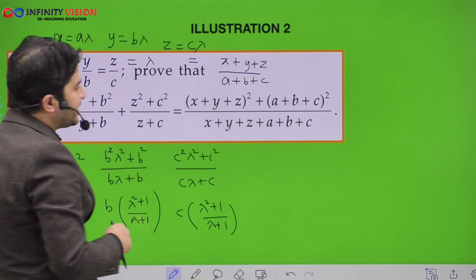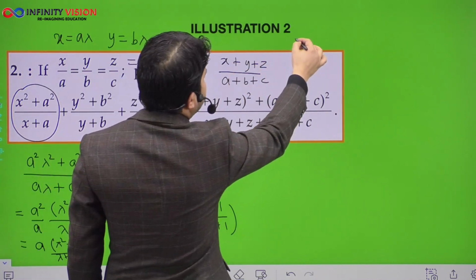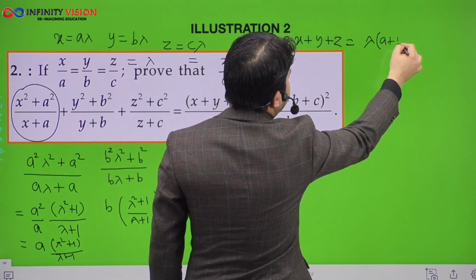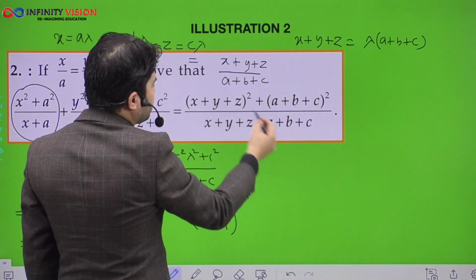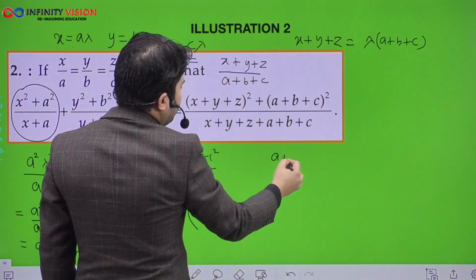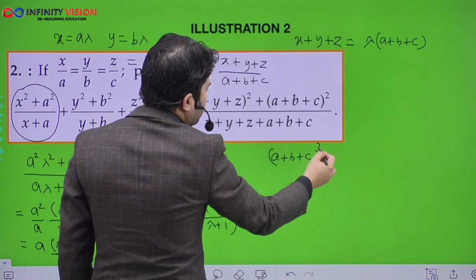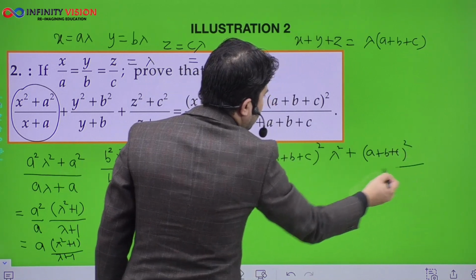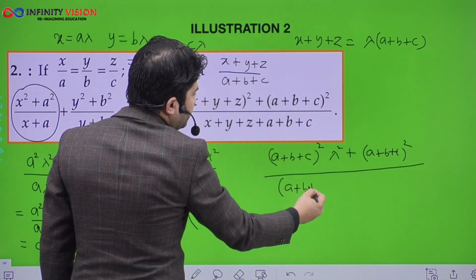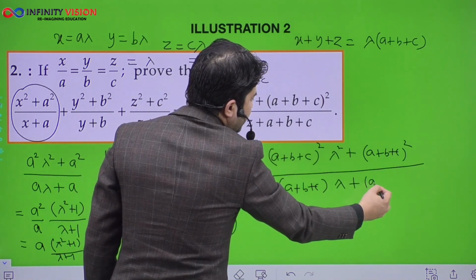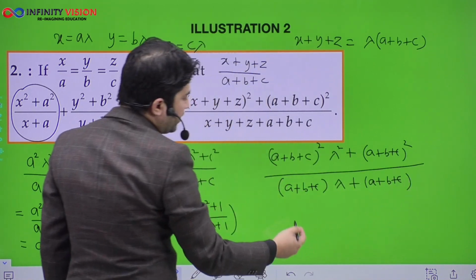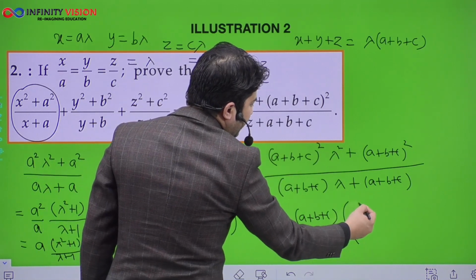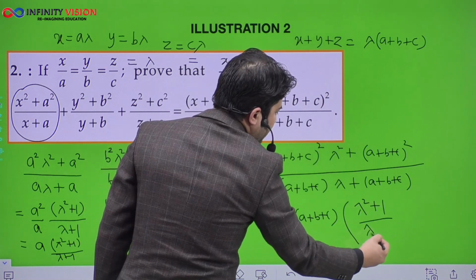Now what about the right hand side? Again x plus y plus z can be written as lambda into (a plus b plus c). So I'll substitute this, and you will get again (a plus b plus c) square lambda square plus (a plus b plus c) square upon (a plus b plus c) lambda plus (a plus b plus c). So what you can do, it will again be broken into (a plus b plus c) as common, and the constant would be lambda square upon lambda plus 1.